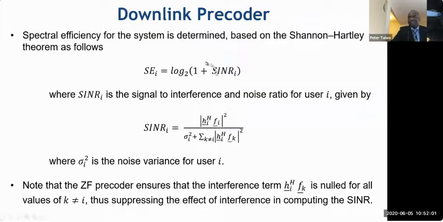The performance of the precoder is evaluated using the spectral efficiency, and it should be noted that there is an interference term in the SINR, which is used to compute the spectral efficiency. What the zero forcing precoder achieves is to make sure that this term, which is not for the targeted user, is null, thereby suppressing the effect of interference.